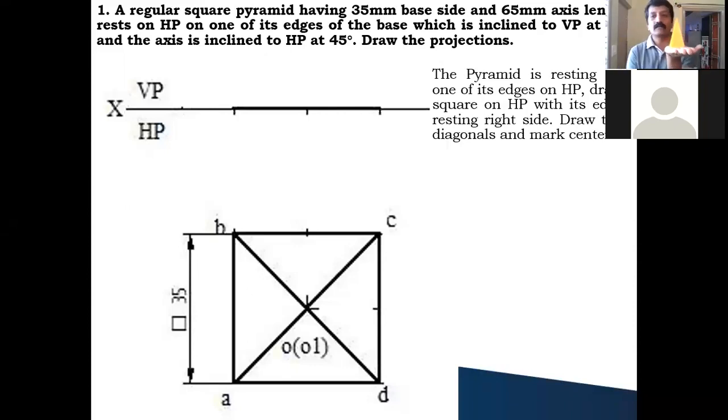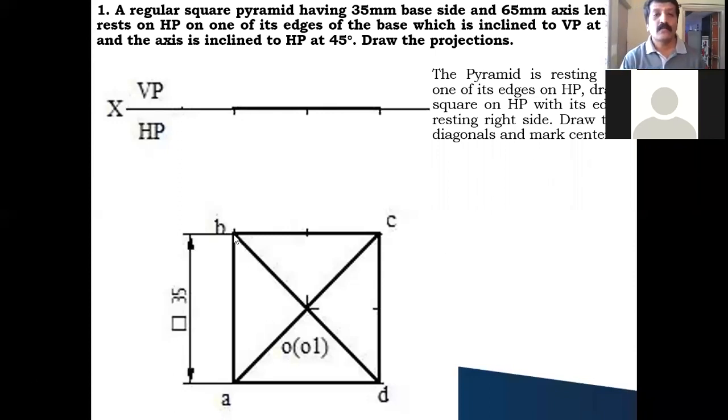So as per the question, I have taken the square pyramid and it's resting on one of its edges of the base on HP. So I kept the square pyramid on HP such that the edge comes to the right side of me. In this position I have to draw the top view as well as the front view. When you see this square pyramid from the top, it looks like a square, correct? And these four slant edges look like diagonals in this case. That is what I have written here.